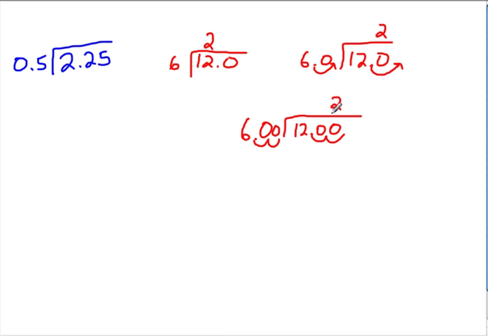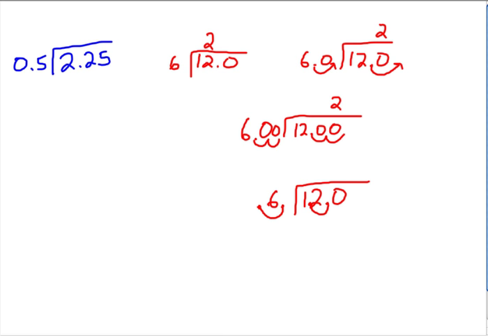Let's take another look at this. Let's say I have this 12.0 again, and I have 6. Let's say instead of moving the decimal to the right, I decided to move it to the left. So it's right here. I'm going to move it to the left one time. So now I have 1.2 divided by 0.6.